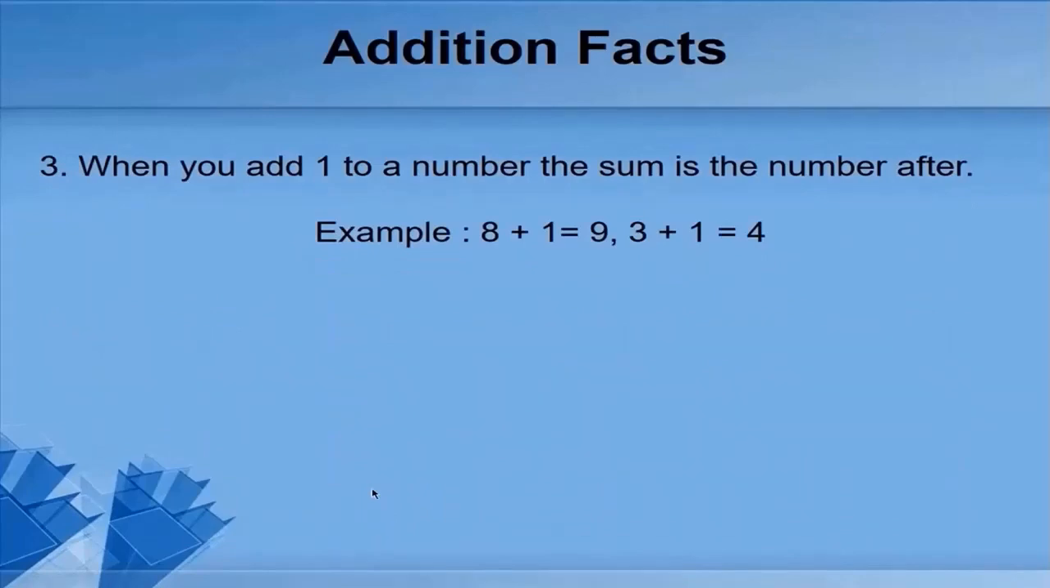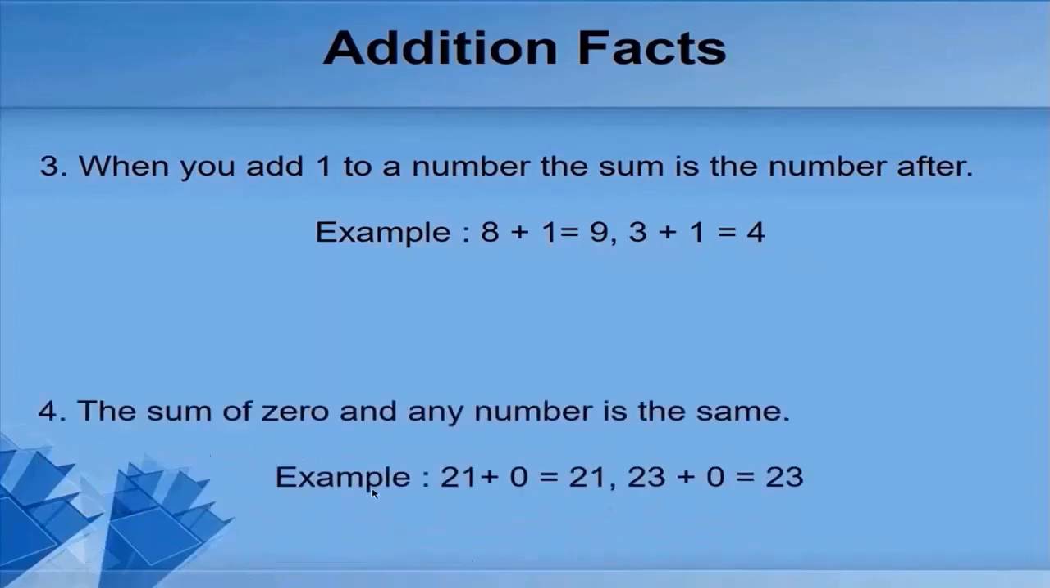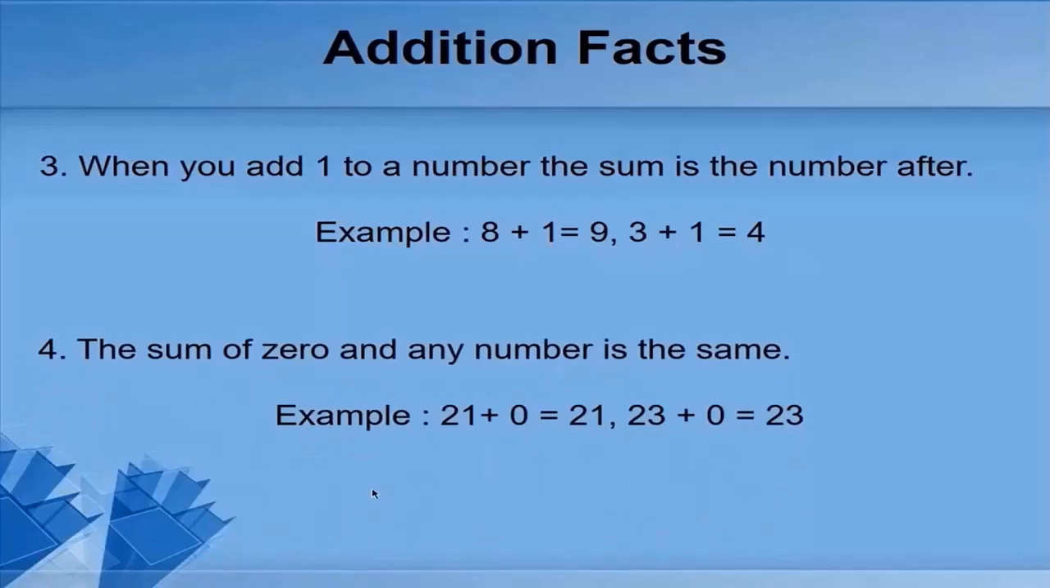When you add 1 to a number, the sum is the number after. 8 plus 1 is equal to 9. 3 plus 1 is equal to 4. The sum of 0 and any number is the same number. Example, 21 plus 0 equals 21. 23 plus 0 is equal to 23.